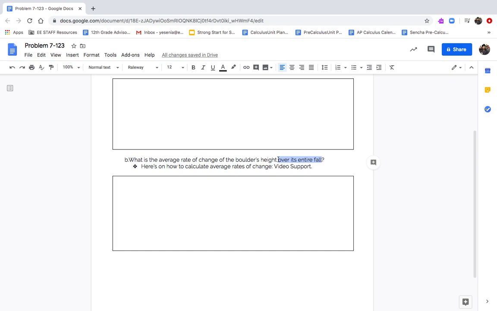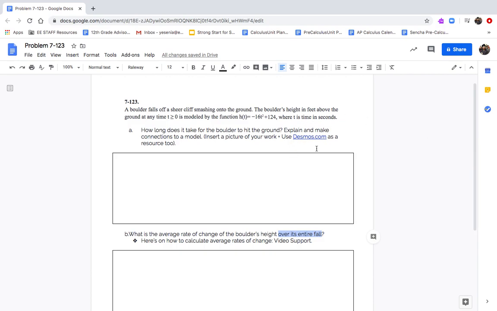I'm going to be interested in seeing how you all choose those 2 points. Again, you want to support your answer using a Desmos graph. You want to interpret what the graph tells you about where the boulder starts, where it ends, and how you are getting your 2 points. So that's my video help. Good luck, everybody.